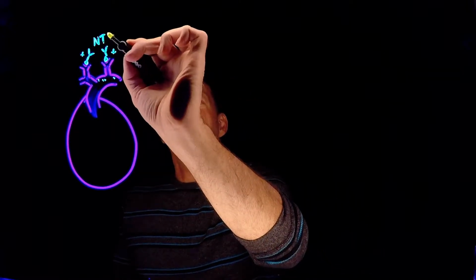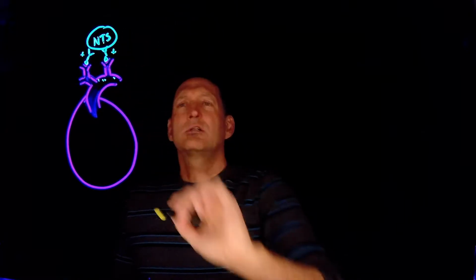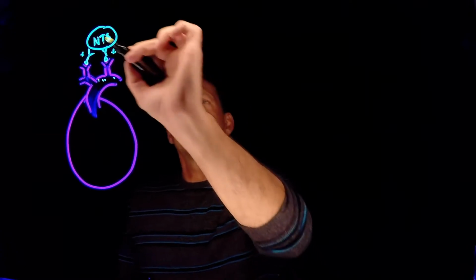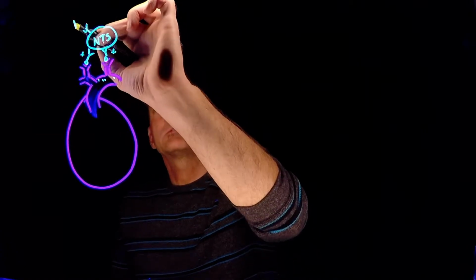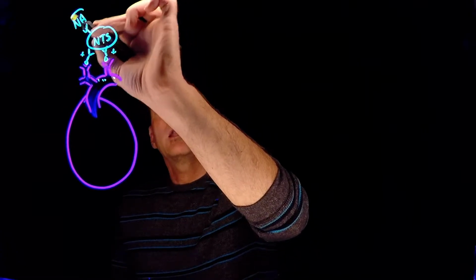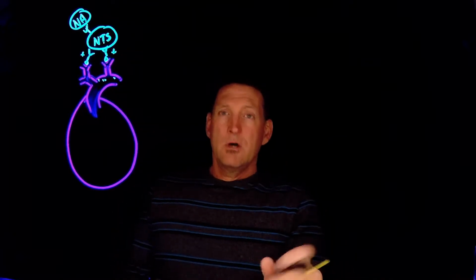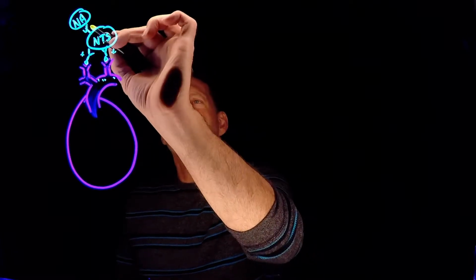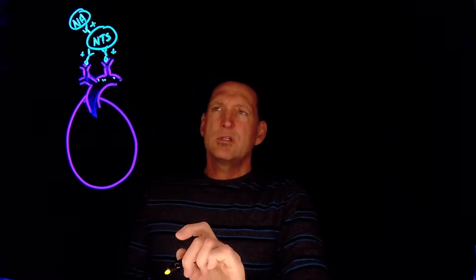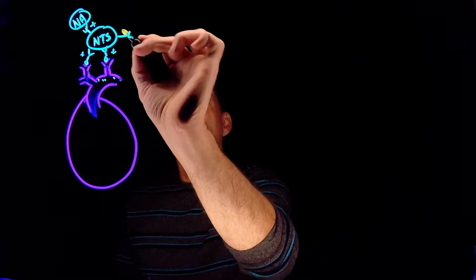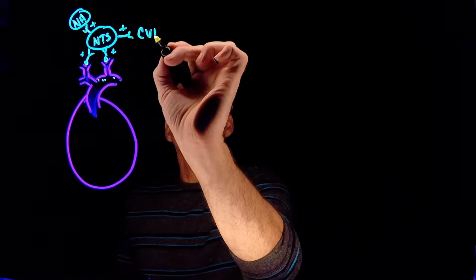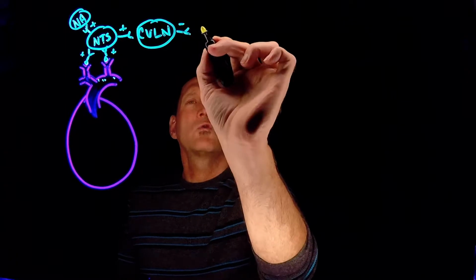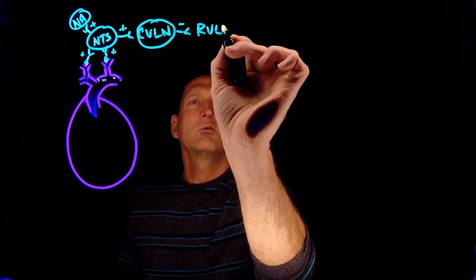The NTS, nucleus of the tractus solitarius, is in the medulla, and it's going to be excitatory to what's called the nucleus ambiguus. We're going to abbreviate that NA. You can look at your notes, and your notes will have this all diagrammed out for you. So this is excitatory here. And then the NTS is going to be excitatory to the caudal ventrolateral nuclei. And then the caudal ventrolateral nuclei is going to be inhibitory to the rostral ventrolateral nuclei.